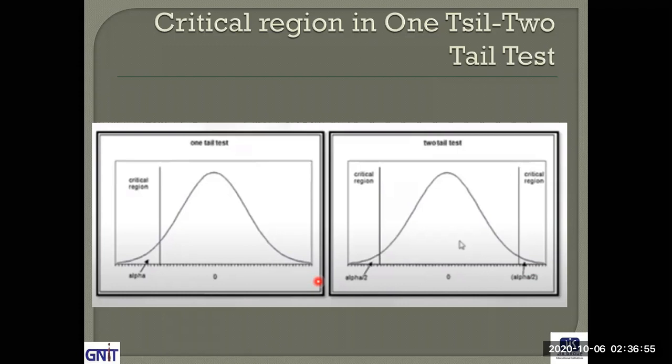So here we have learned one-tail and two-tail tests, and what the critical region is, that is, 95% of the population has been considered in this non-rejection region, where the null hypothesis is accepted.